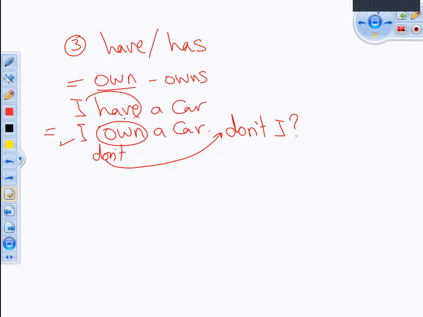What about have? Have in this sentence means own, so it's a main verb, not a helping or auxiliary verb. So we have to change it into a negative form. So we use an auxiliary verb. We use don't. I don't have a car. So the question tag will be don't I.